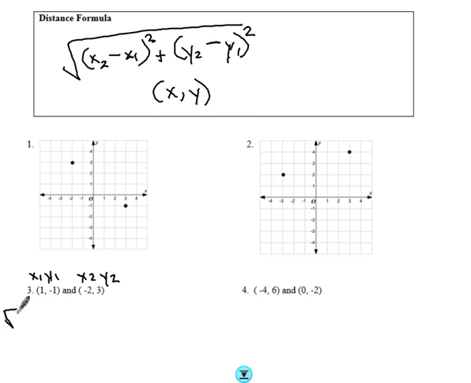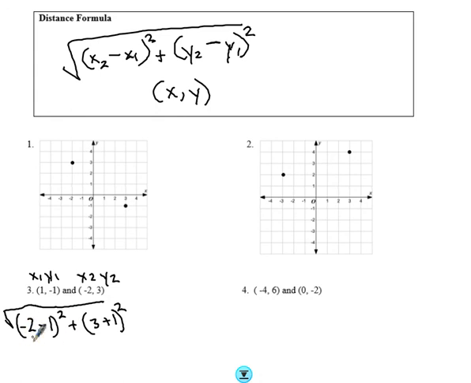So I'm again just going to do this problem with you guys. We substitute into my formula, parentheses, negative 2, which is what I'm calling x sub 2, minus x sub 1 squared, plus, and then y sub 2 is 3 minus y sub 1, which is negative 1. So 3 minus negative 1 is really plus 1. You just have to watch out for your negatives. That's where the distance formula gets kind of messy.